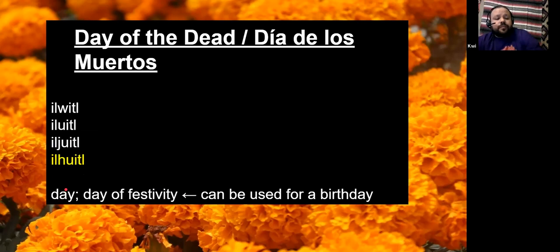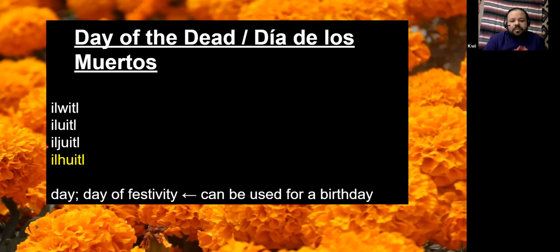So in some parts, Day of the Dead is simply known as this word, Ilwit. Right? So it's day of festivity, or it can also be just the word for day, in regards to day of festivity. Right? So we have Ilwit. These are different variations of how it's written.